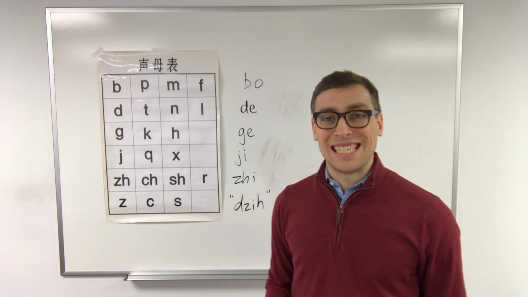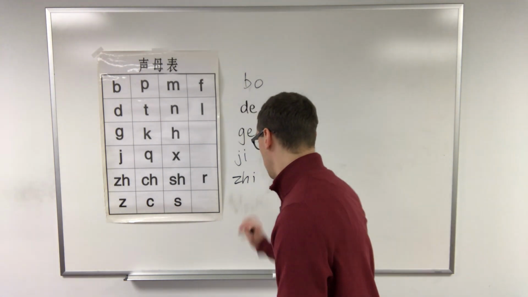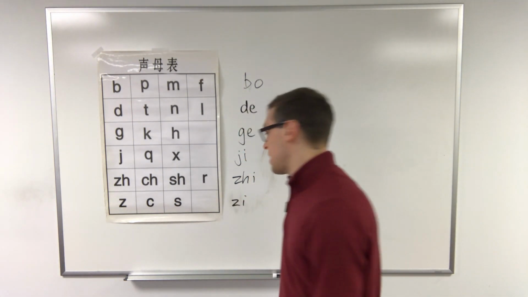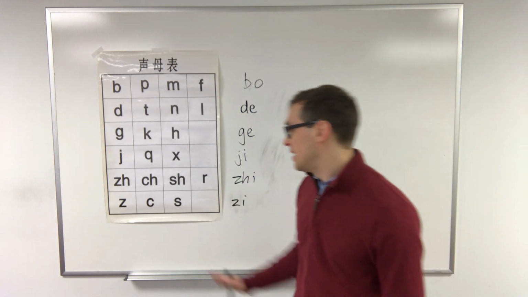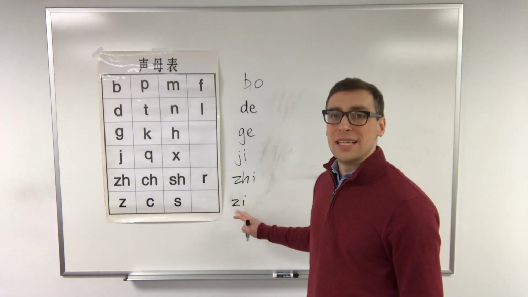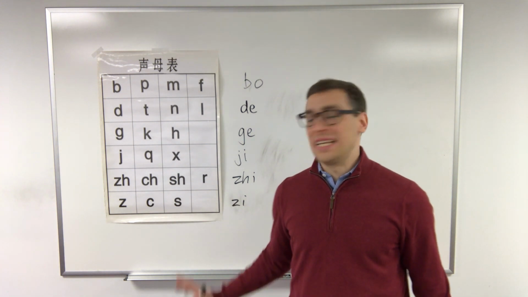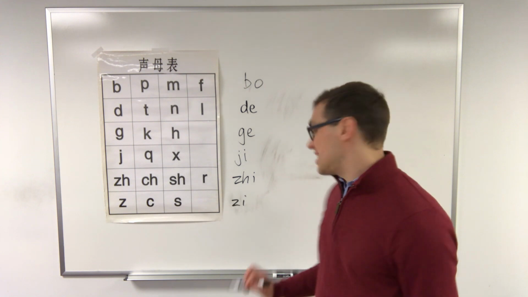think of it this way. Z, z, z. What this sounds like in Pinyin is z. So a Z-I, C-I, S-I in Pinyin is like a I sound. Z. Next. C.